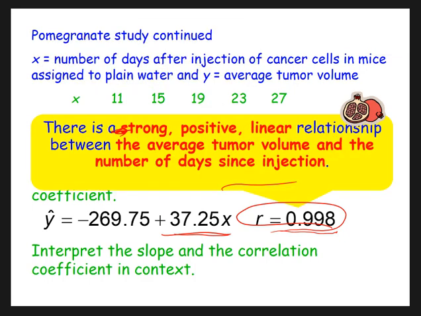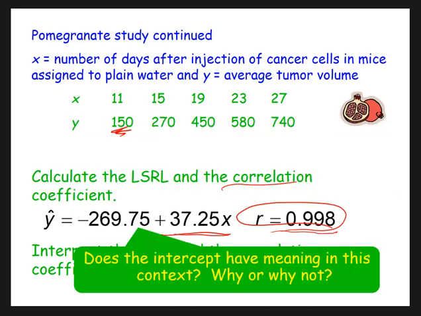And then, of course, this is a very strong positive relationship. So the average tumor volume and the number of days since injection tend to be strongly positively related. The intercept really doesn't have any meaning because at no time were the cells negative in size.